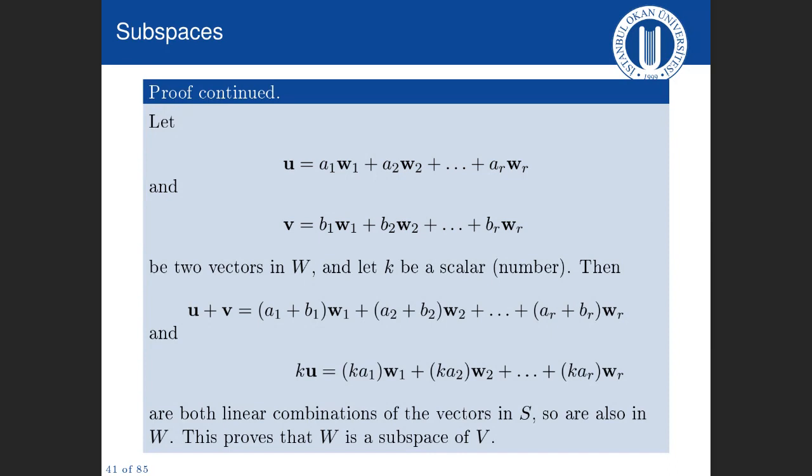And if we do ku, then we're going to get ka1 w1 plus ka2 w2 plus etc. And that's also a linear combination of w1 up to wr. So we're having linear combination plus linear combination is a linear combination, and number multiplied by linear combination is a linear combination. This proves that W is closed under addition and closed under scalar multiplication. So this proves that W is a subspace of V.